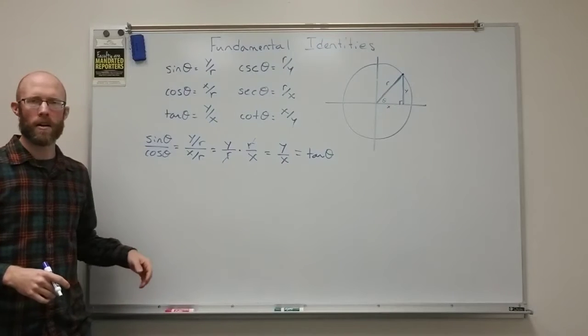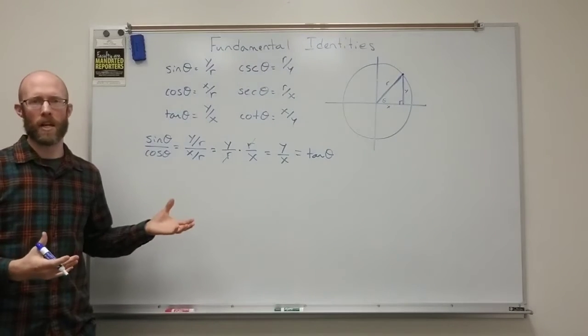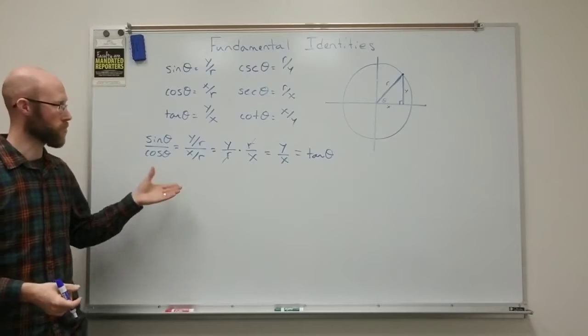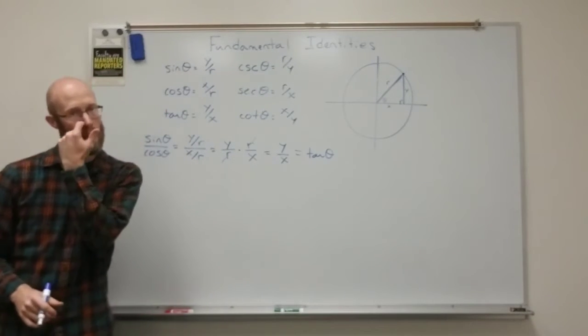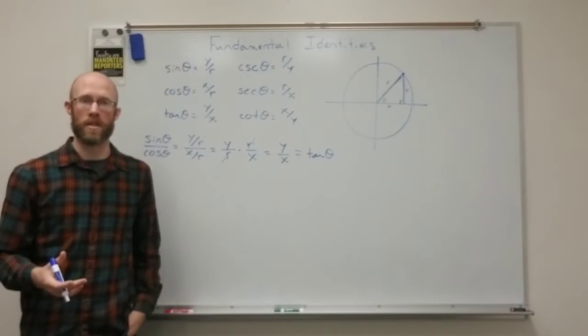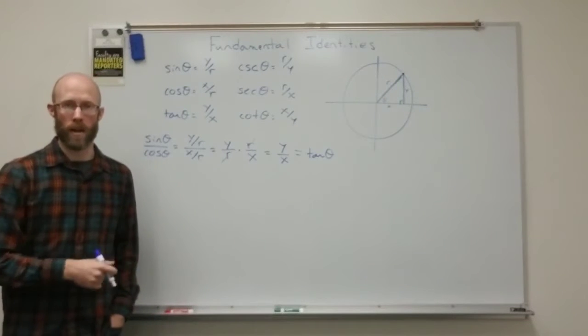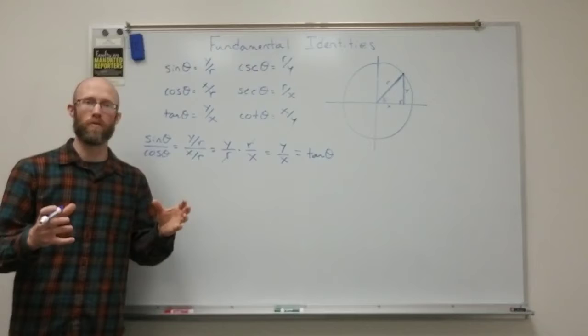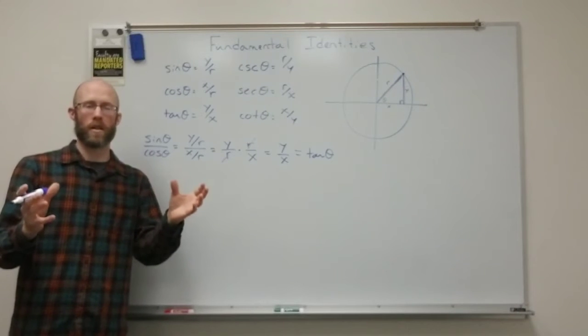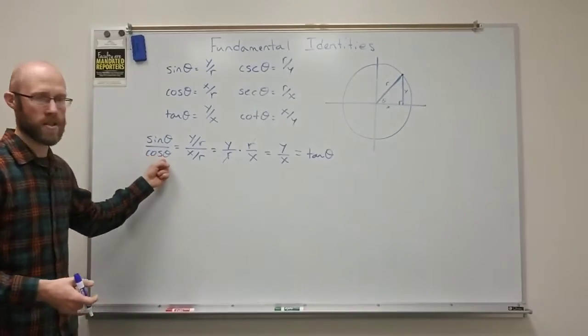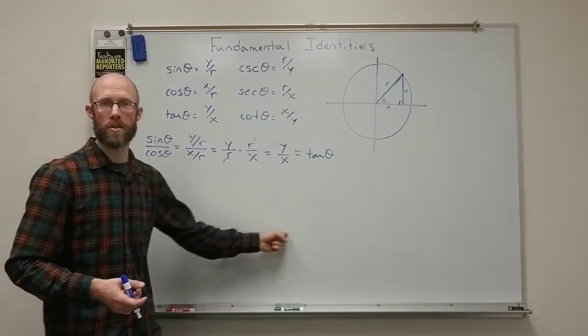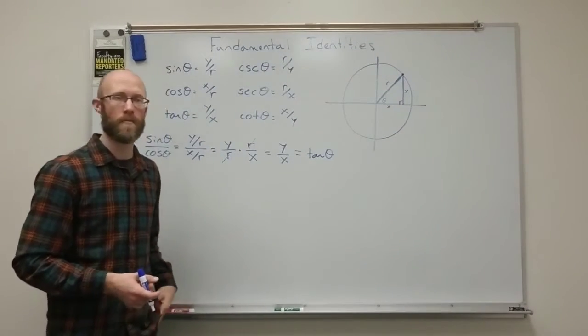There's going to be a lot of derivations, okay? I call them derivations, where you derive a formula or prove a formula. So you'll see some proofs in this upcoming material on identities, where we prove that two trig expressions are equal to each other. Here, I just proved that the sine divided by the cosine is equivalent to the tangent, okay?